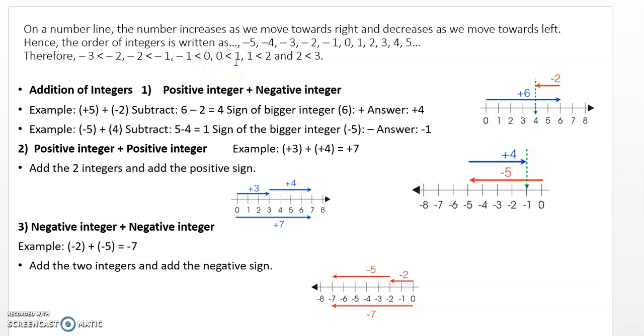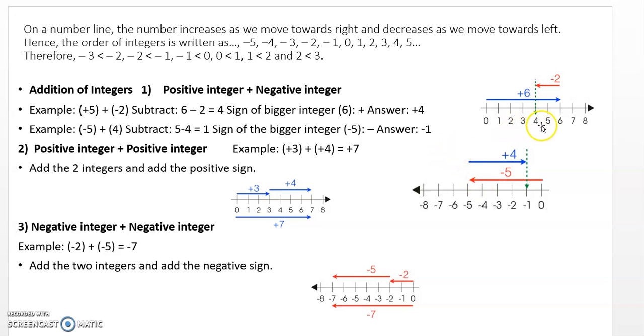0 is less than 1, so that means 1 is greater than 0. 1 is less than 2, so 2 is greater than 1, and 2 is less than 3. Now as we move towards the left, if you compare -1 and -2, which will be greater? -1 is greater. Similarly, if we compare -3 and -4, which number will be greater? -3 will be greater. So I think this is clear to you.